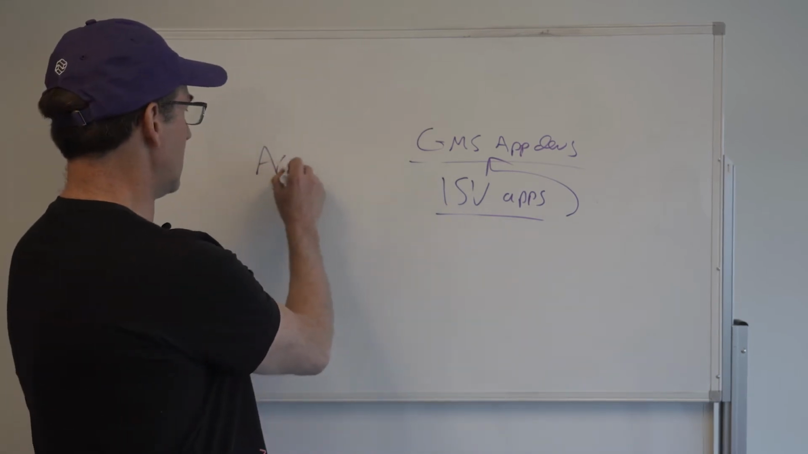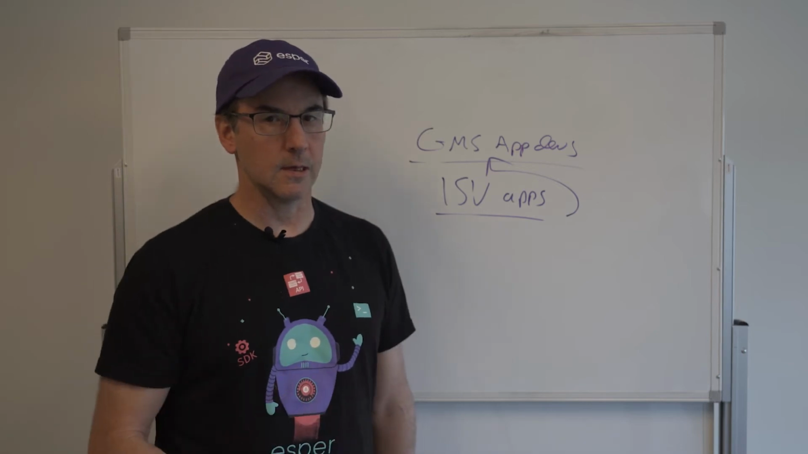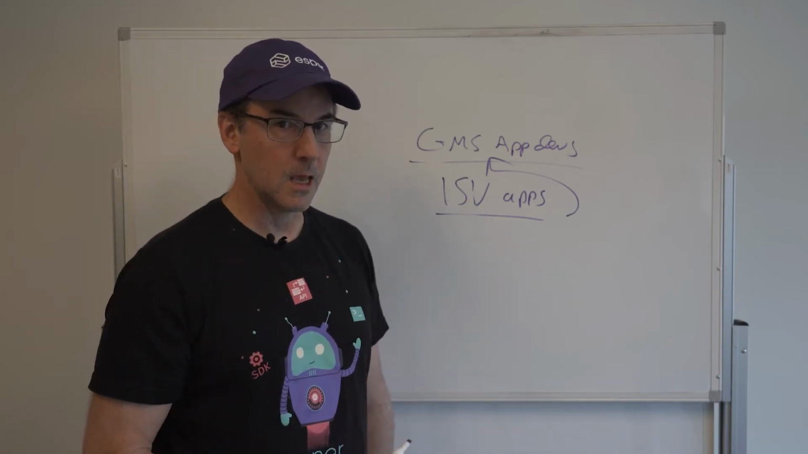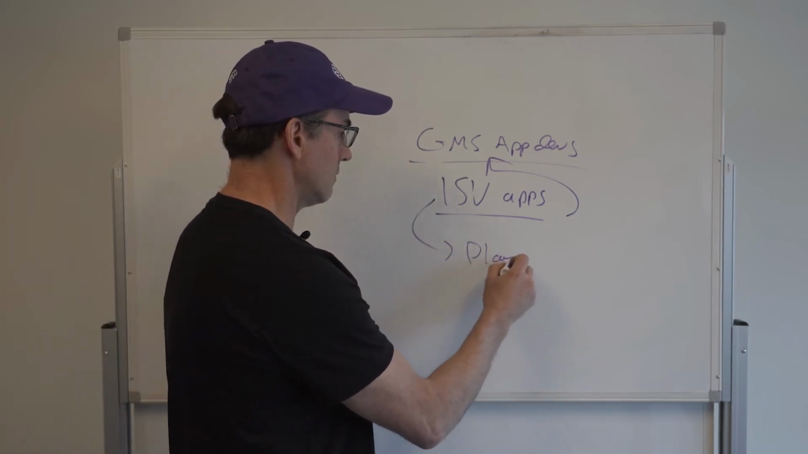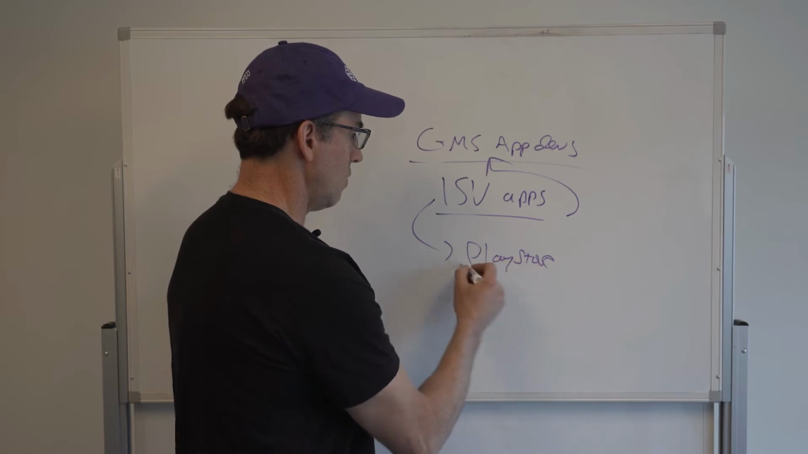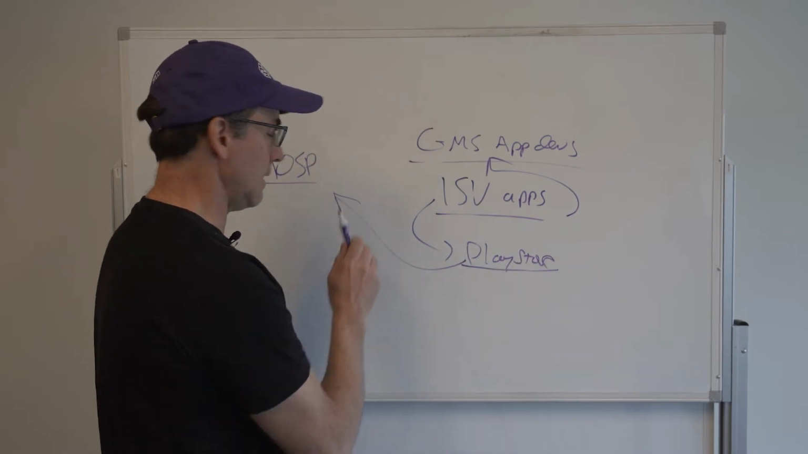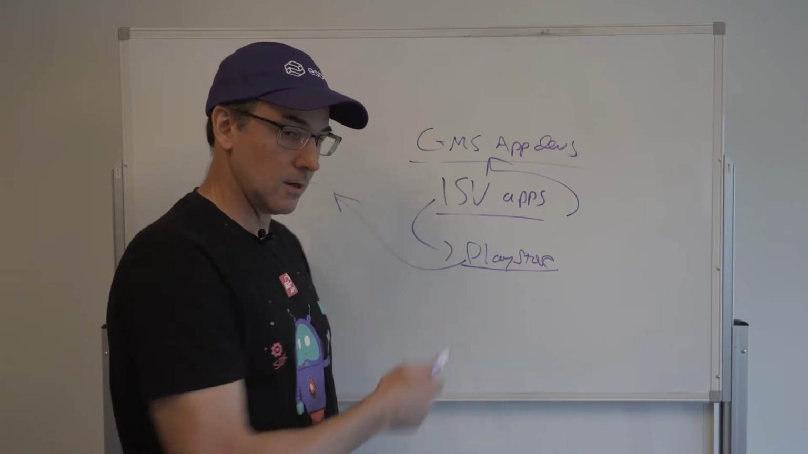Because as we talked about, AOSP, while it's the base for GMS, is essentially a subset of developer capabilities that you have available on GMS. The other aspect of it is these ISVs are targeting Play Store. And so when these apps target Play Store, they're not intended, even if they could, to run on an AOSP device. They're intended for GMS devices.